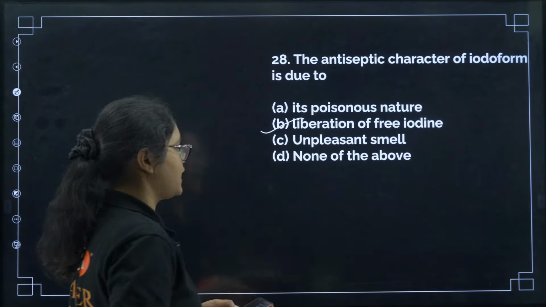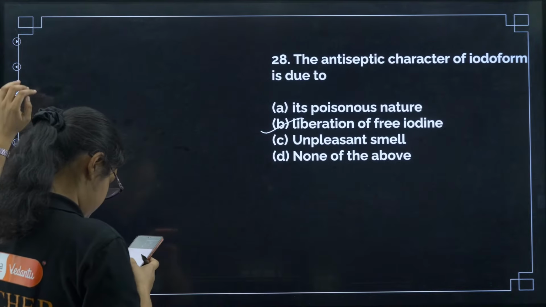Yes, liberation of free iodine, all of you know this. This is given correct. Yes.